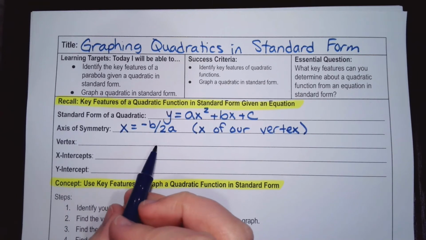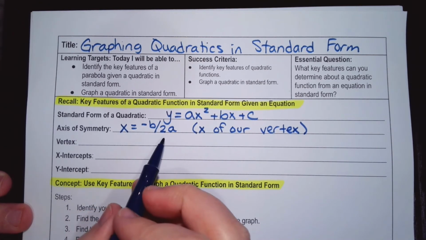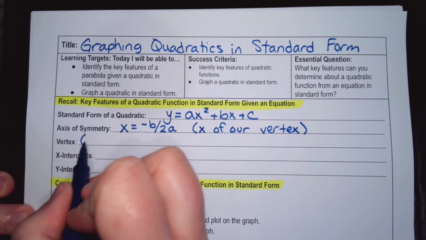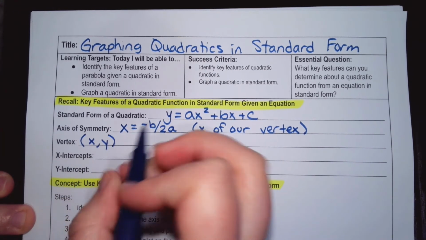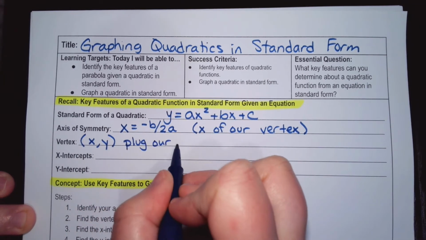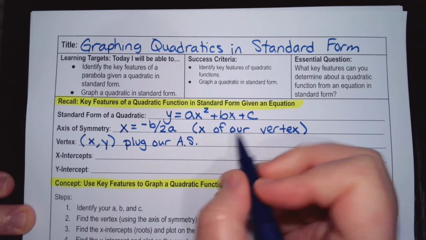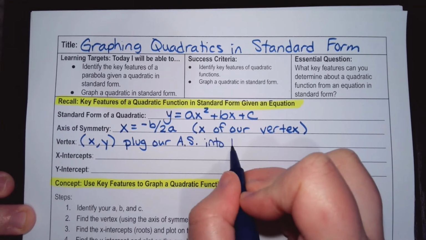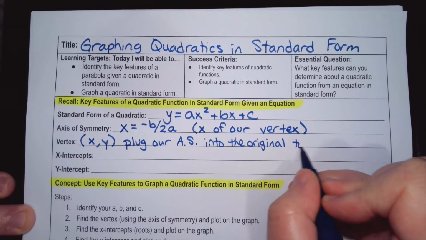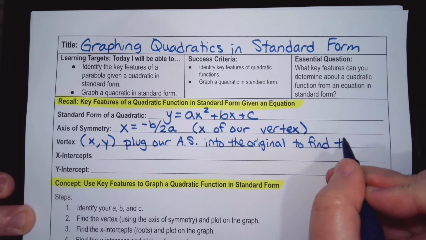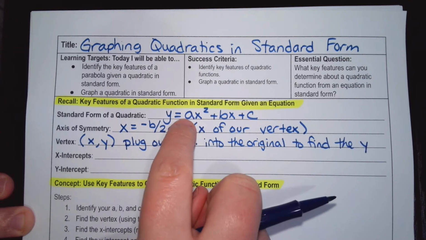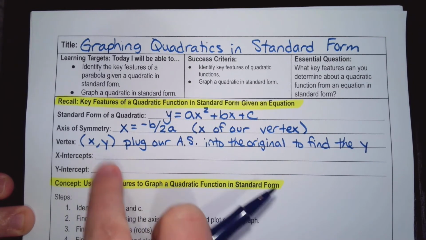Once we find the x of our vertex using this axis of symmetry formula, we are then going to find our vertex. Remember, our vertex is a point x, y, and what we do is we plug our axis of symmetry into the original to find the y. So we're going to plug this x into the original to give us our y.